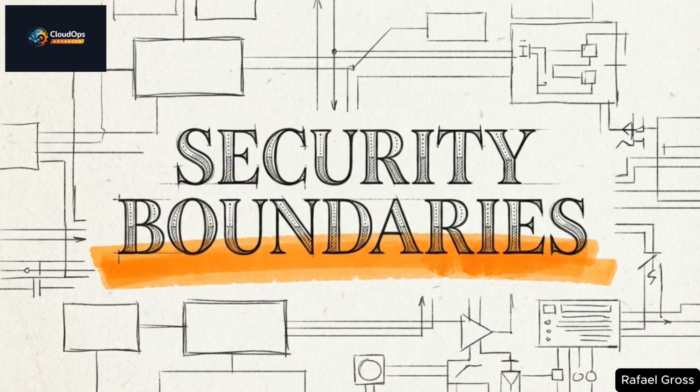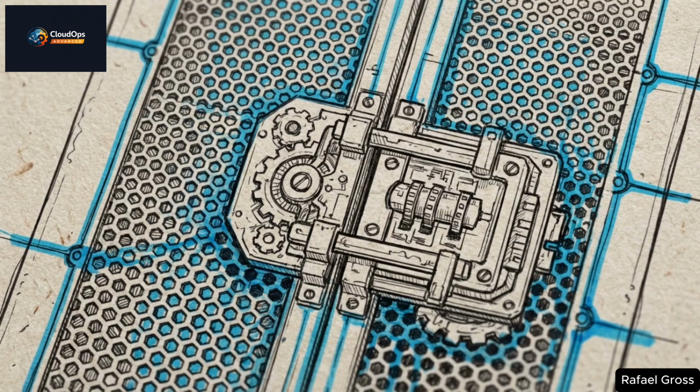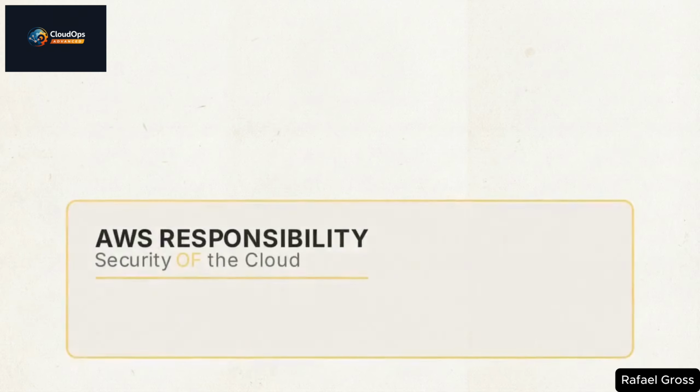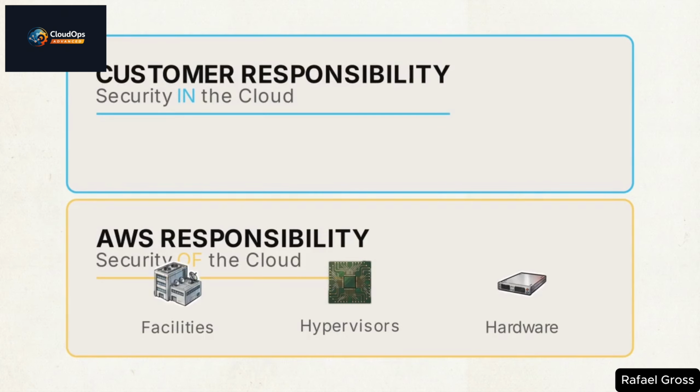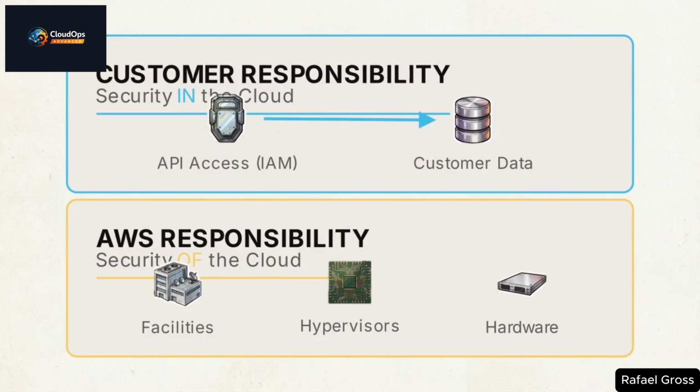To understand why this engine is so critical, you have to look at the AWS shared responsibility model. This is the foundational law of cloud security. AWS controls the bottom half of this model. They are responsible for securing the physical data centers, the hypervisors, and the raw compute hardware running your instances. You control the top half. You are solely responsible for securing your data and the API access layer that sits in front of it.